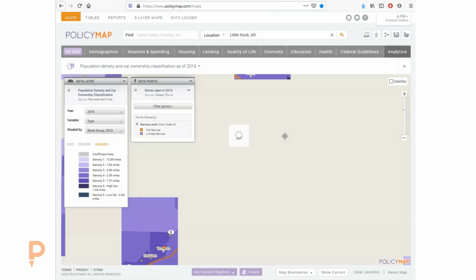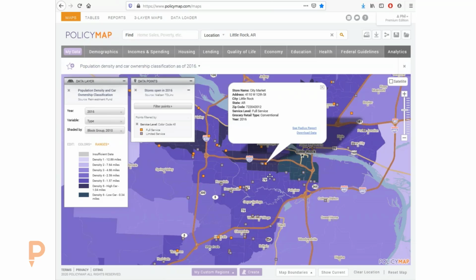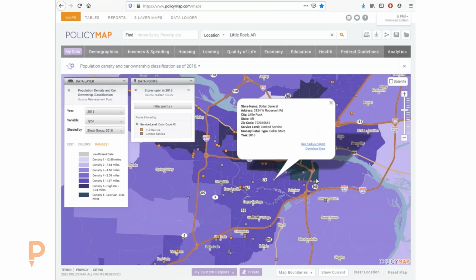And so now we have this map that shows anything in orange is considered full service, and anything in this darker blue is limited service. And you can click onto it and see what it is. So this is a City Market versus the Dollar General. Yeah, that's on 12th Street.